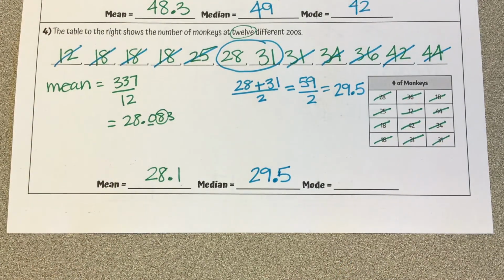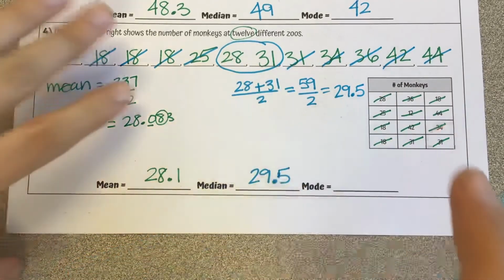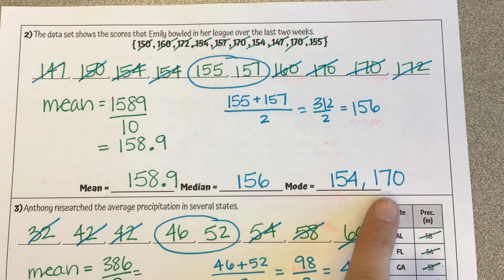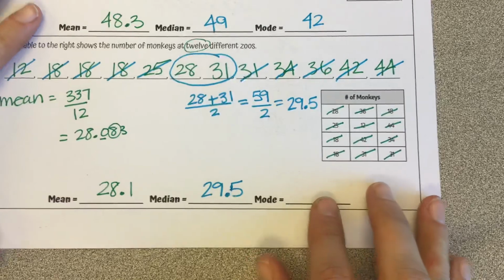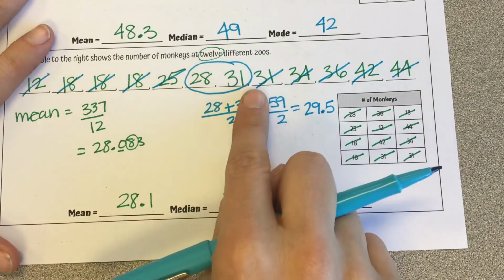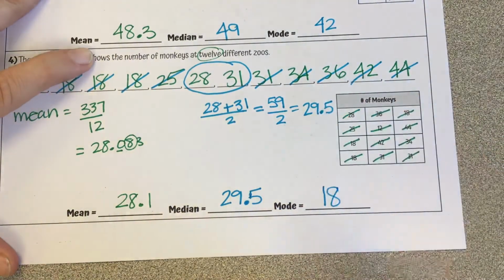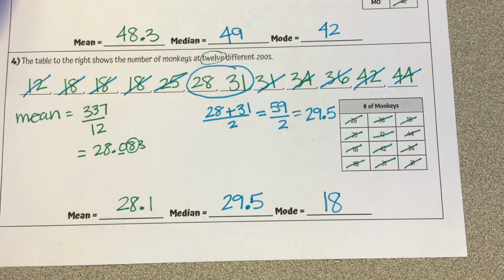So I'm looking for duplicates first. I see that 18 repeats and 31 also repeats. So it's not like up here where 154 and 170 were both our modes, because they both repeated twice. Down here, 18 repeats 3 times, 31 only repeats twice. So 18 is going to be our mode, because although they both repeat, 18 repeats the most times. And that is it.